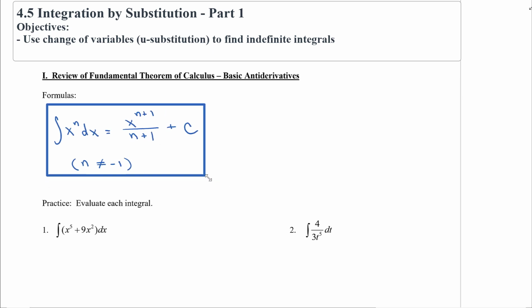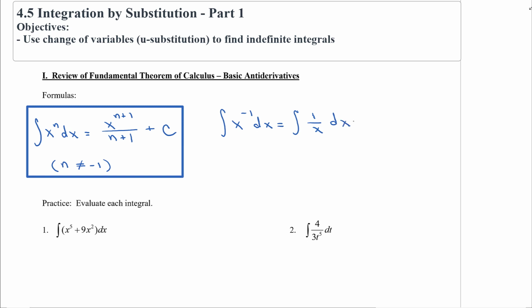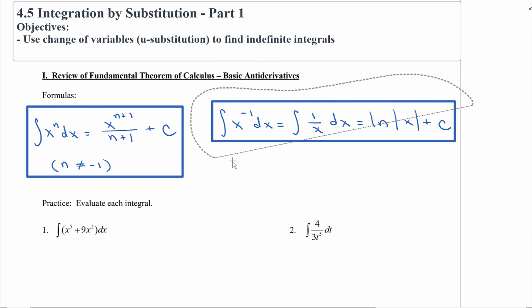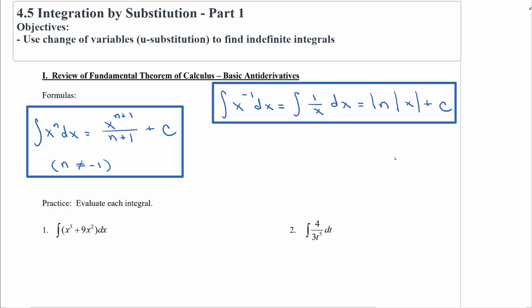I'm also going to lasso it and just make it slightly smaller and move it slightly more to the left-hand side so that I have a little bit more space for my other formulas. My next formula is going to be the integral of x raised to the -1 power dx is going to be equal to the integral of 1 over x dx, which is equal to the natural log of the absolute value of x plus c. So we're going to go ahead and box that in. I'm going to lasso that whole thing in. I'm going to make it move upwards a little bit more so I have more space.